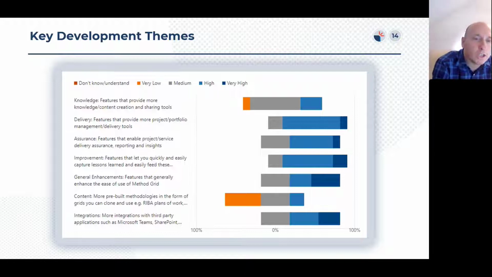You can see that the orange is low priority going up to the dark blue. Interestingly, the pre-built example grids are not being a major focus at this time.